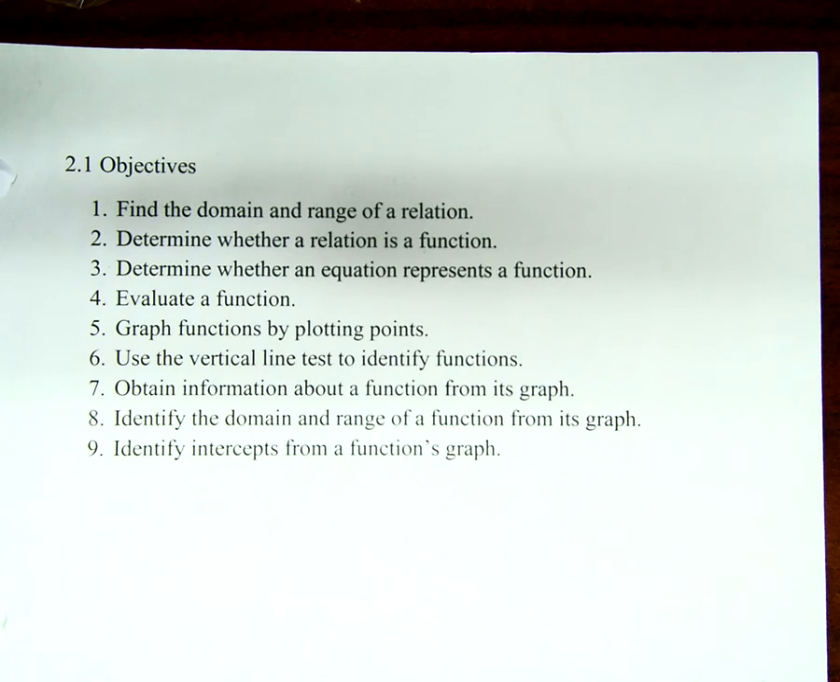Objectives for 2.1. Find the domain and range of a relation. Determine whether a relation is a function. Determine whether an equation represents a function. Evaluate a function. Graph functions by plotting points. Use the vertical line test to identify functions. Obtain information about a function from its graph. Identify the domain and range of a function from its graph. And identify intercepts from a function's graph.